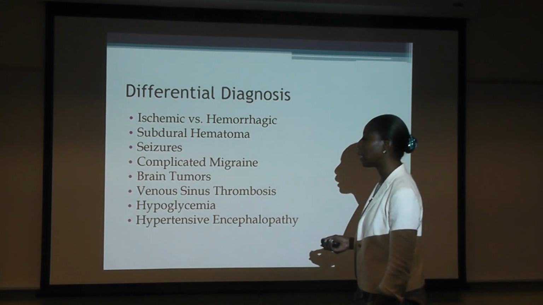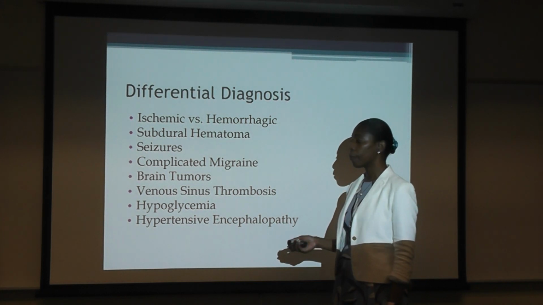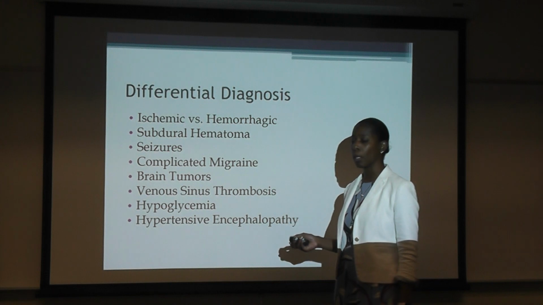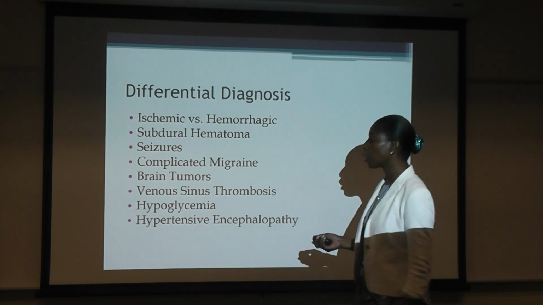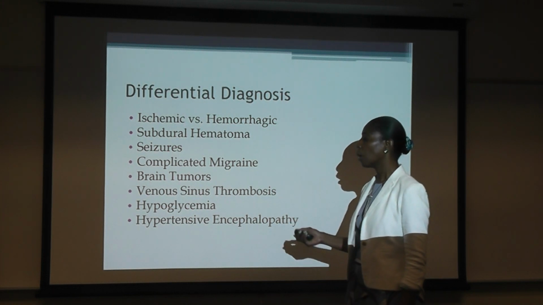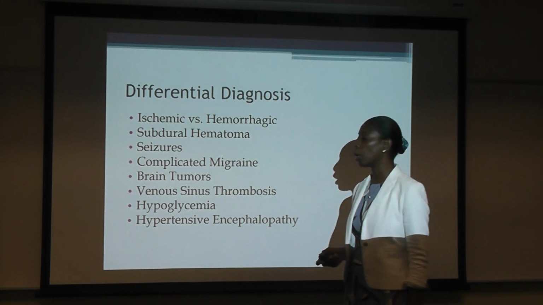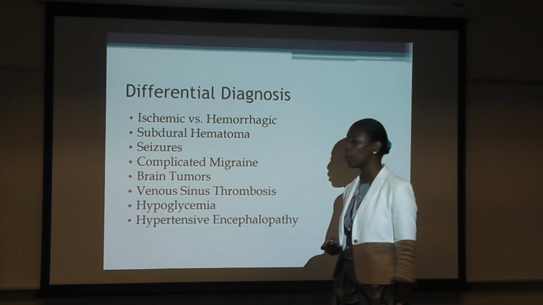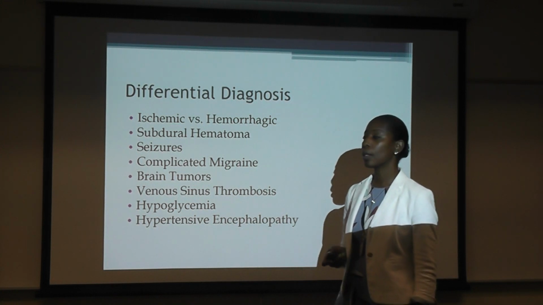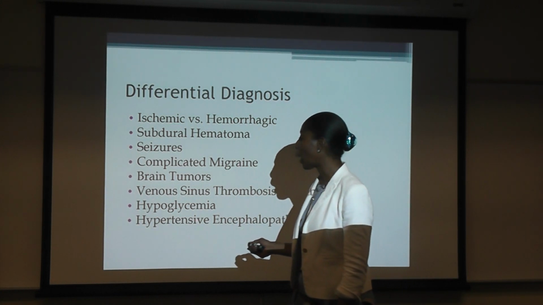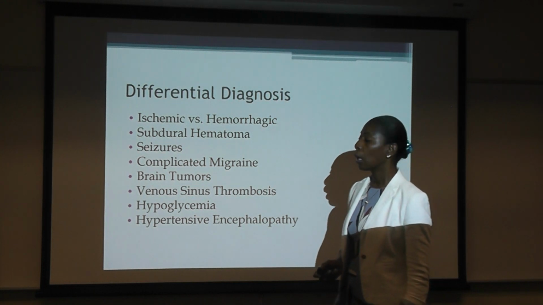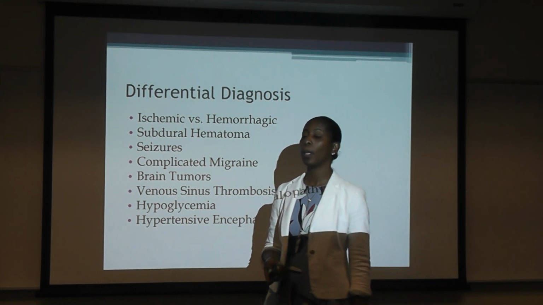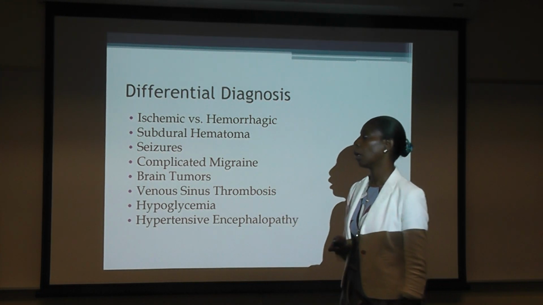That's actually one indication for holding TPA. If someone is hypoglycemic when they come in, you actually have to hold TPA until you correct the hypoglycemia. If the patient still has symptoms after you correct the hypoglycemia, then you may pursue the TPA. This is actually one thing that you have to test before you give TPA. You must do a blood sugar test.